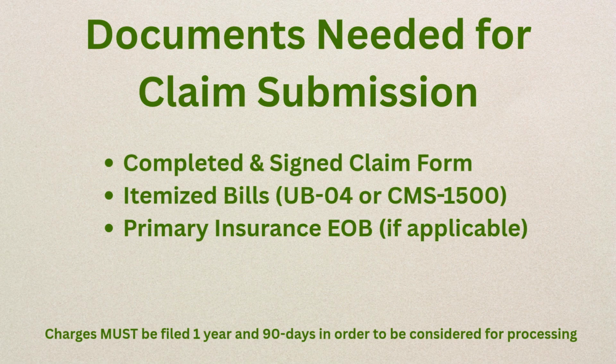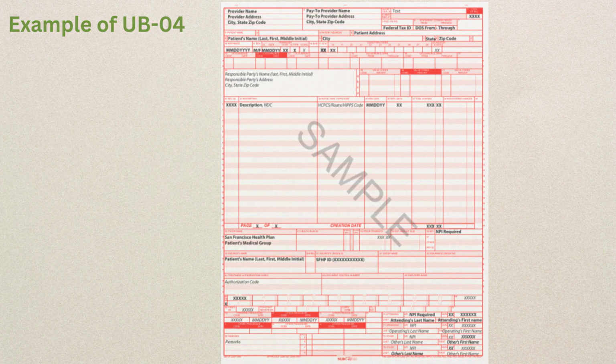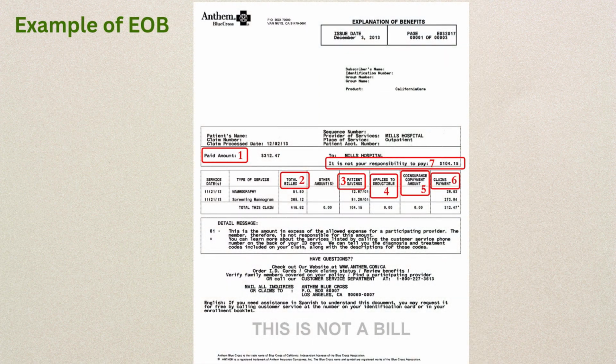SAS plans are usually secondary, meaning they pay after your primary health insurance. To process your claim, you'll need to provide itemized bills, not just balance due statements. These bills are usually called UB04s and/or CMS 1500s. You will also need to submit the explanation of benefits from your primary insurance company.